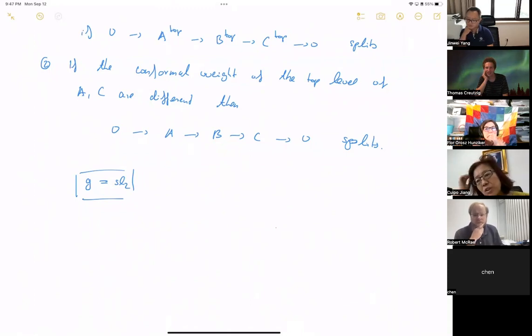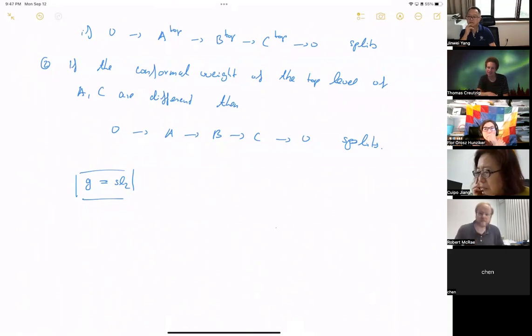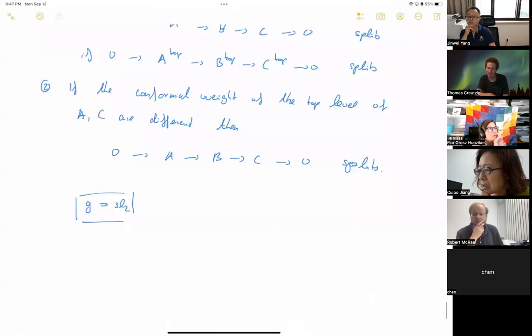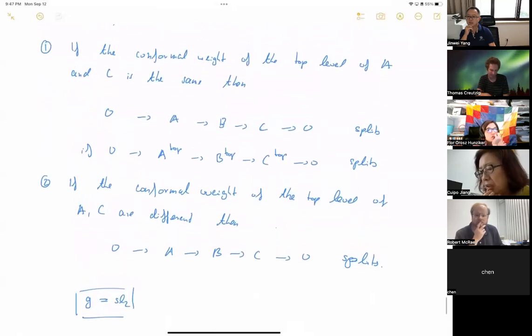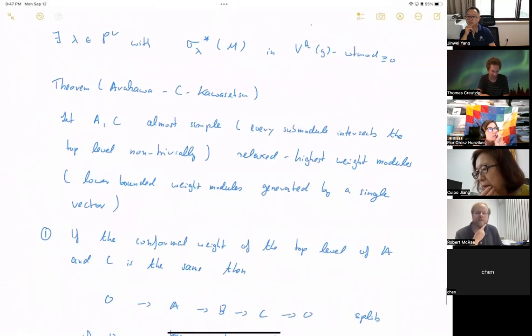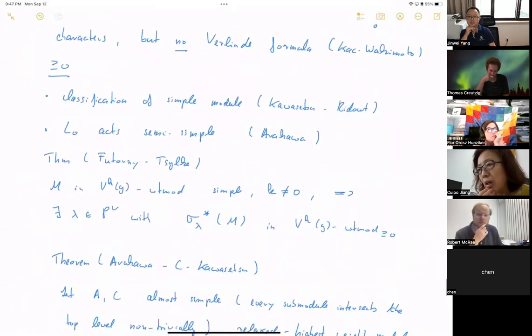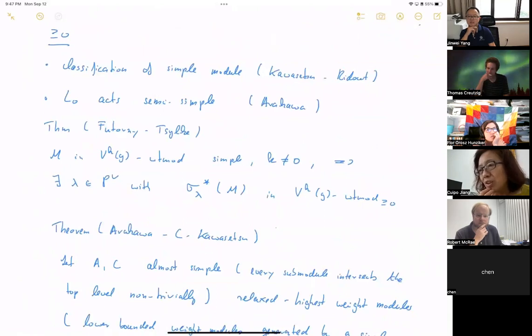So I have a question. You talk about the result of tuning, right? So M is a VKG weight module, just simple. Then we can find the lambda such that sigma lambda star M is lower bounded. The statement is the following: if I have a simple module, then the simple module must already be a spectral flow twist of a lower bounded module.